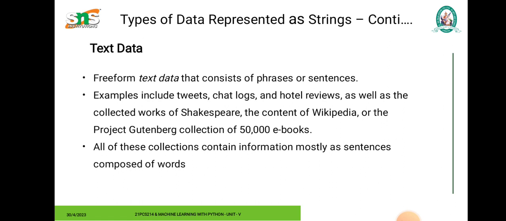Next one is text data. Text data is free form data that consists of phrases or sentences. Examples include tweets, chat logs, hotel reviews. Because here we give some descriptions, so it consists of either phrases or sets of values. You can also have collected works of Shakespeare, content of Wikipedia, or the Project Gutenberg collection of 50,000 ebooks, likewise. All of these collections contain information mostly as sentences composed of words. So it is an example of text data.